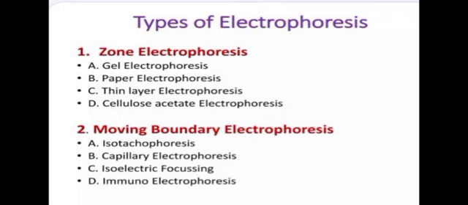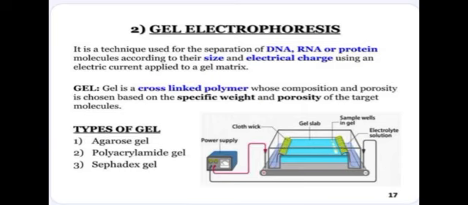In this session, we see the zone electrophoresis type, that is gel electrophoresis. Next, we see the introduction and definition of gel electrophoresis. Gel electrophoresis means size exclusion gel electrophoresis. It is a separation technique in which compounds are separated based on molecular size by using a supporting medium of gel, that is called gel electrophoresis.